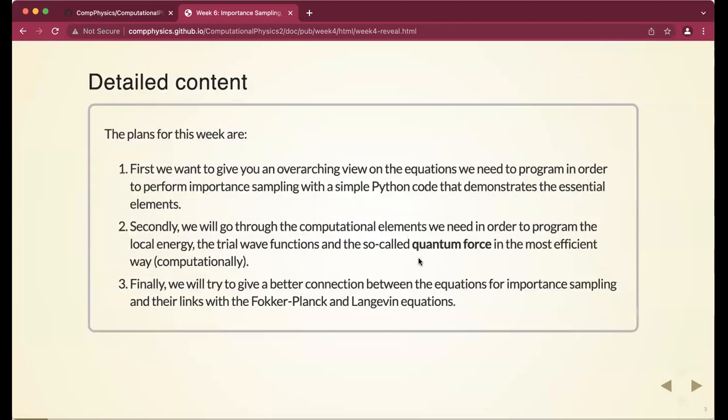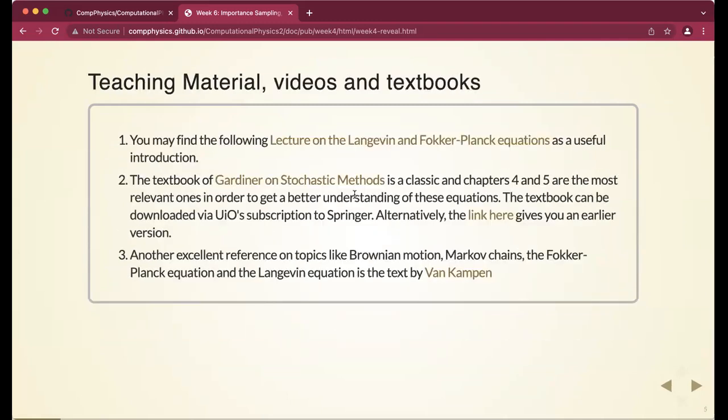So what we are going to do now is to give you this kind of overarching view on the equations which we need to program. And then when we're done with that, we're going to look at some of the computational elements and how to implement it. So in the lecture notes, you will find Jupyter notebooks, which you can run, and you can see how to implement this new transition probability. And then finally, if we get time, we're going to look at the connection between the Fokker-Planck and this Langevin equation. But first we are going to take a kind of overarching view.